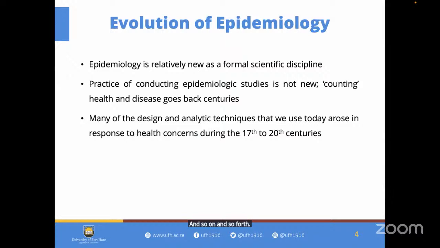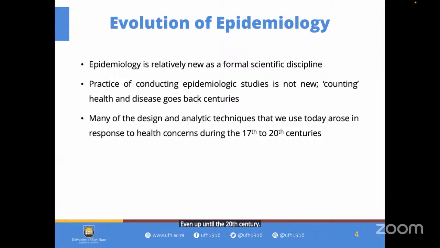Now that we've understood a little bit of epidemiology and its concepts, I would like to talk to us about the evolution of epidemiology. Epidemiology is not something that's relatively new, although it is a new formal scientific discipline. Epidemiology has been dated as far back as the 17th century, even up until the 20th century.